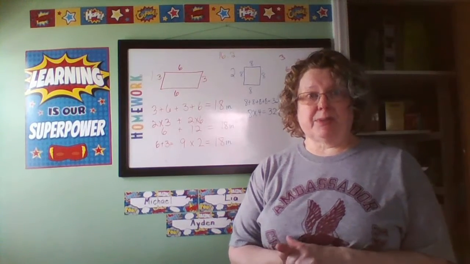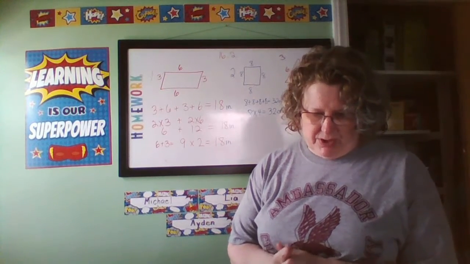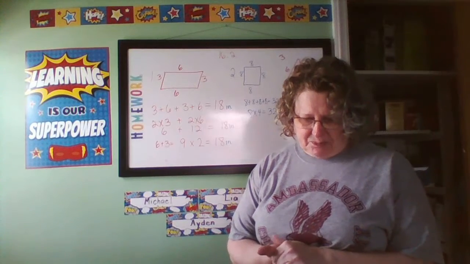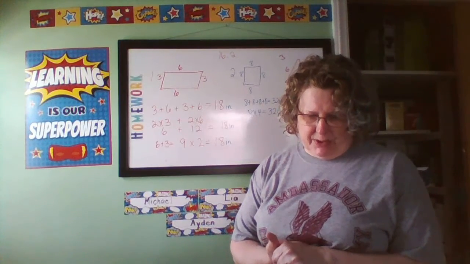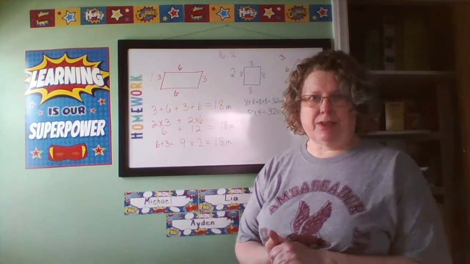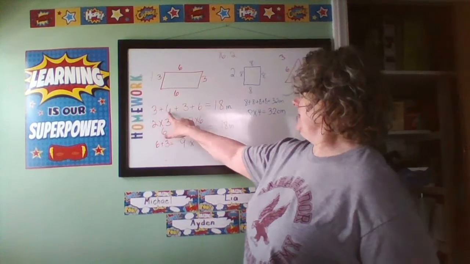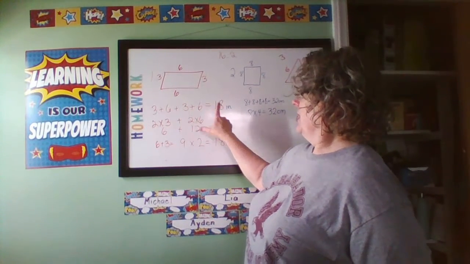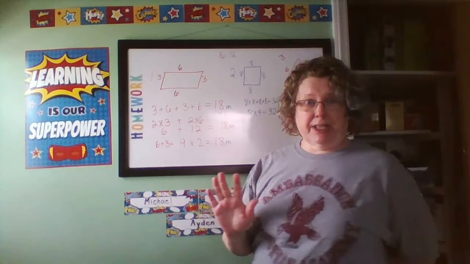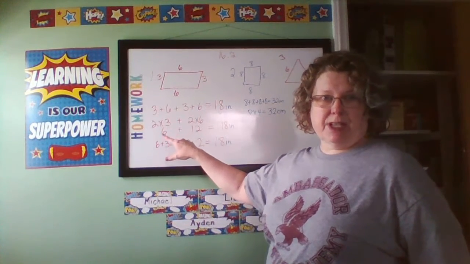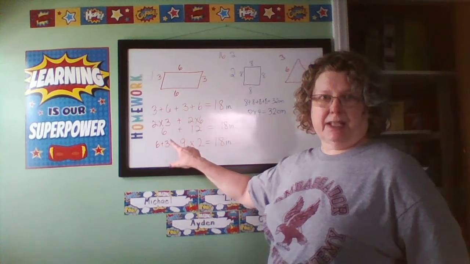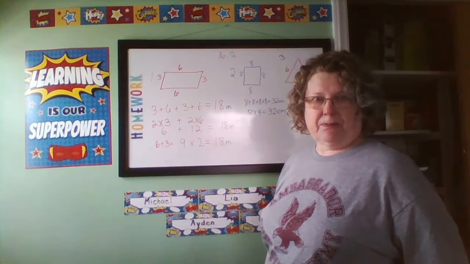Okay, so let's go over these problems now. So the first picture is a rectangle. They give you all four sides of the rectangle. And so we can just add those four sides together. 3 plus 6 plus 3 plus 6 and get 18. Another way you could have done it, you could have done 2 times 3 is 6. 2 times 6 is 12, and then added that 6 and 12 together.